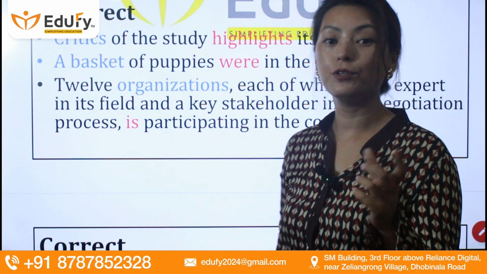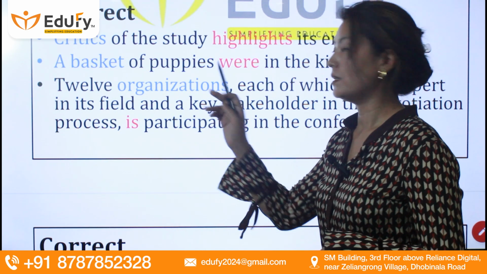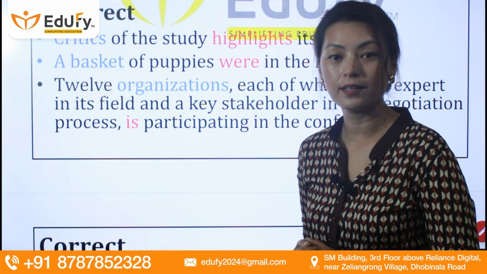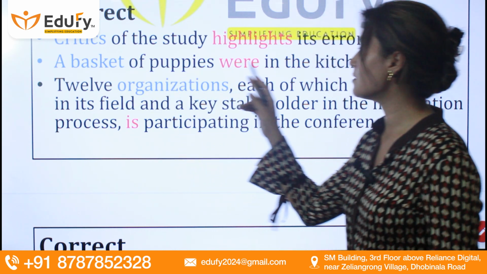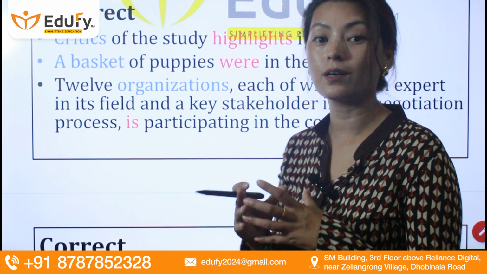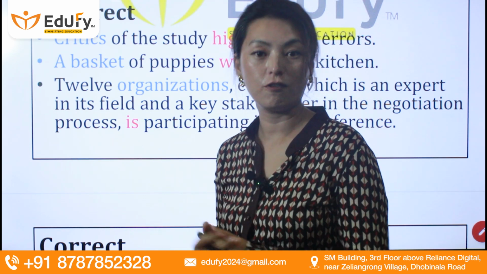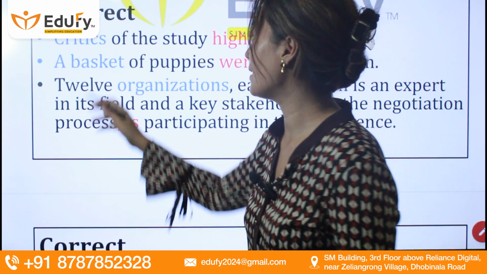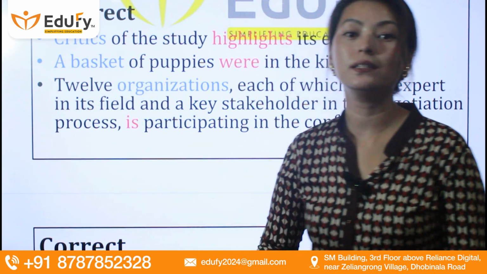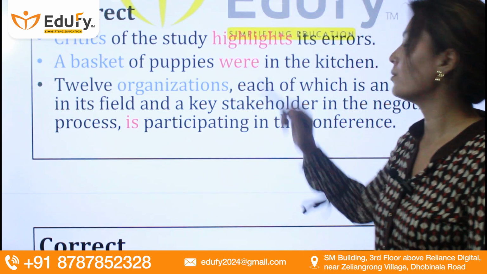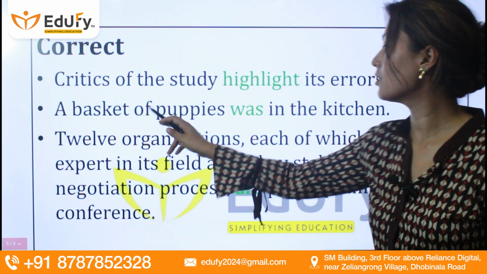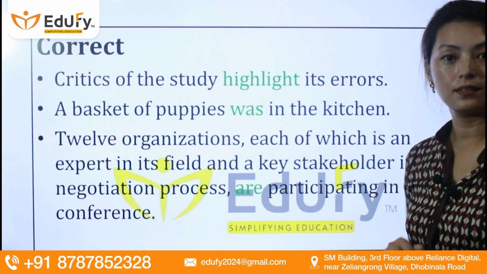Sometimes students get confused with this one thing. Puppies, right? The minute you see puppies, we think that this is the subject, right? But then if you look at the sentence closely, we're not talking about the puppies, but rather we're talking about a basket of puppies. So therefore, a basket is the subject here. So in that case, a basket means singular. So the verb will also be singular. A basket of puppies was in the kitchen.